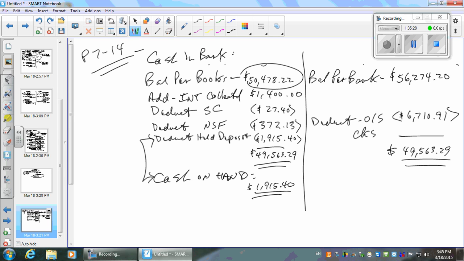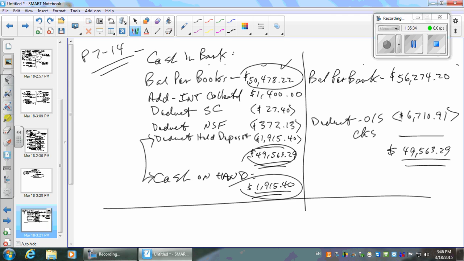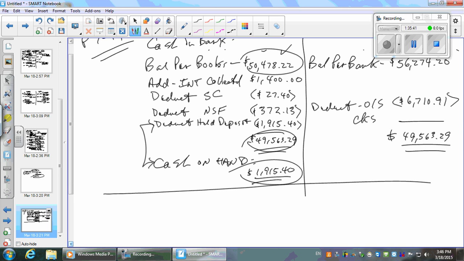Write a journal entry for me. Fix it. Here's what you have in cash. Here's what you wish you had in cash. But you also need to get that recorded to the cash on hand. Make a big journal entry for that, which of course would be on the company's books. You don't make a journal entry on the bank's books, right?